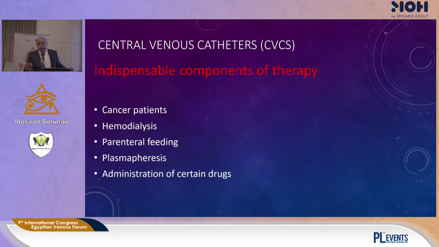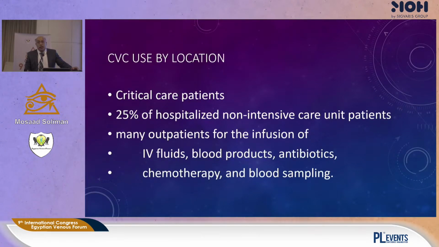As a matter of fact, we use central venous catheters for so many patients, like those with cancer for chemotherapy, for hemodialysis, patients with fluid therapy, TPN, sometimes for antibiotic therapy, or sometimes for blood sampling. And by location, we have central venous catheters in the majority of critically ill patients in the ICU, and 25% of hospitalized patients in non-intensive care units, and many outpatients for IV fluid, antibiotics, chemotherapy, or blood sampling.